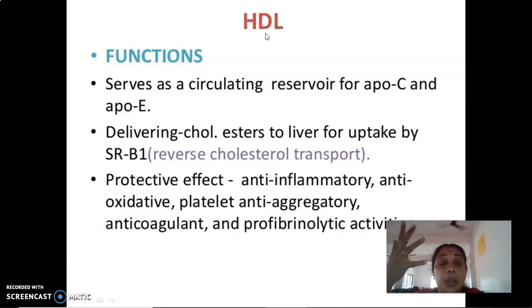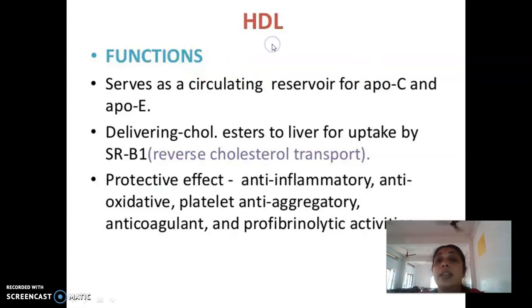And in the case of the LDL molecule, there is ApoB100. This ApoB100 is highly atherogenic in nature. That's why LDL is known as the bad cholesterol. Lipoprotein A is known as the little rascal. While HDL is known as good cholesterol because it has the apoprotein ApoA1.